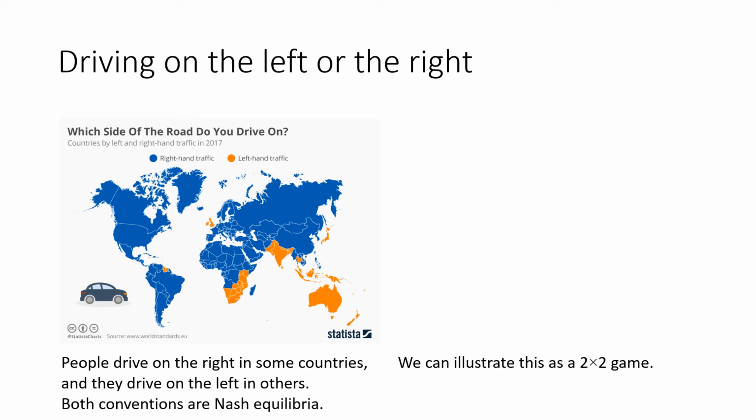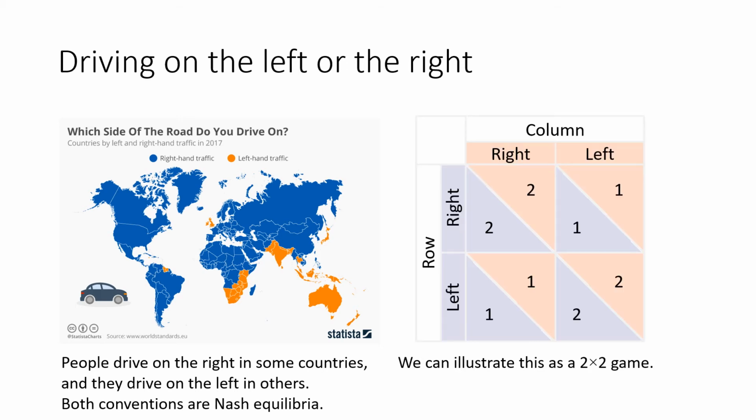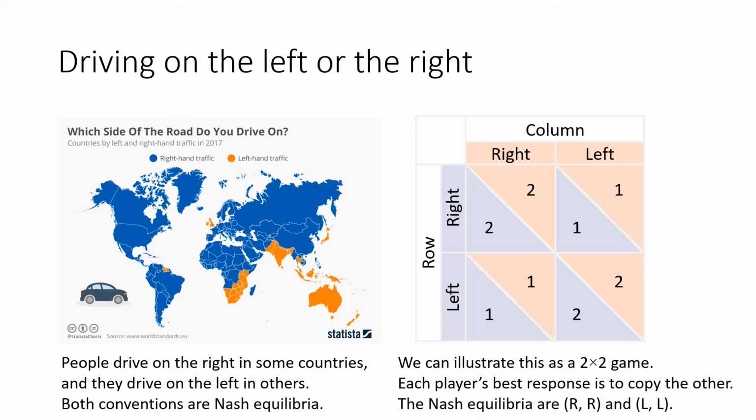And we can illustrate this in a 2 by 2 game. As you can see in this matrix, each player's best response is to copy the other. The Nash equilibria in that regard are R and R, right and right, and L and L, left and left. And the payoffs for these are 2, 2, and 2, 2.